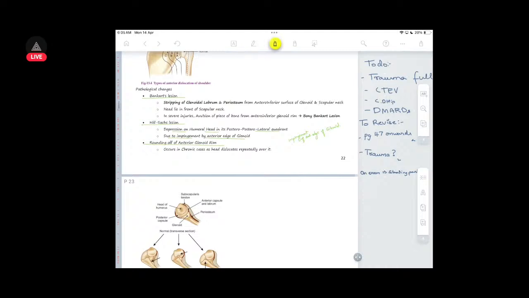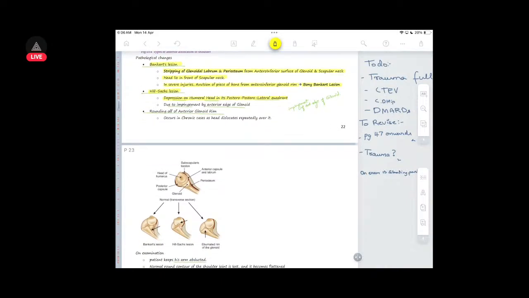Okay. Pathological changes. Bankart's lesion, where there is stripping of the glenoid labrum and periosteum from the anterior inferior surface of the glenoid and scapular neck. The head will lie in front of the scapular neck, and in severe injuries, there is avulsion of a piece of bone from the inferior glenoid rim. This leads to a bony Bankart lesion. Then you have the Hill-Sachs lesion, where there is a depression on the humeral head in the posterior and posterolateral quadrant, due to impingement by the anterior edge of the glenoid. So impingement of the anterior edge of the glenoid is there, and depression on the humeral head in the posterolateral quadrant.